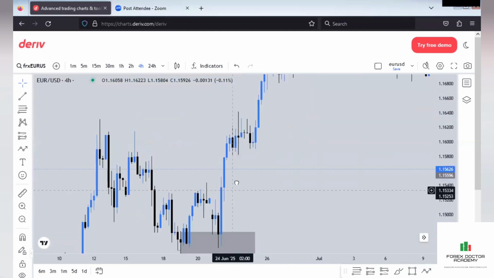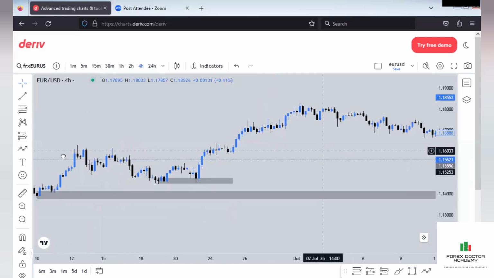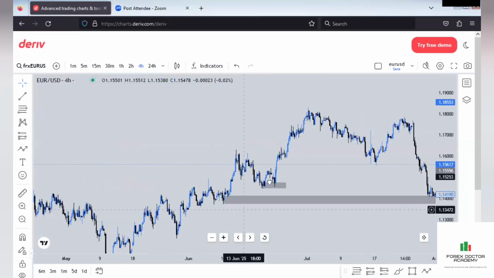The illustration I made was for this. So you see price taking out this major high now. The price must still come back and take this major high, in either of the cases. You see how far it went. So this is how this system of trading works.